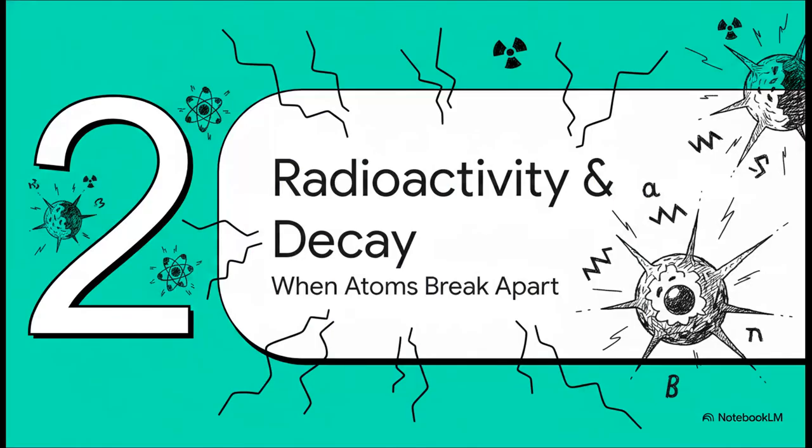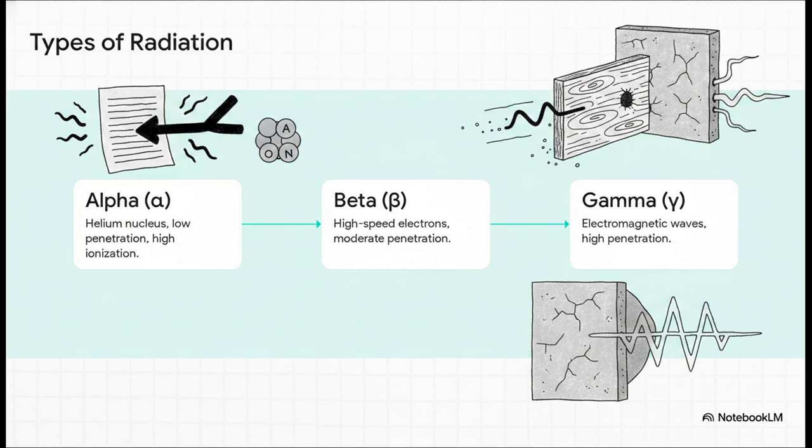Okay, moving on to section 2, radioactivity and decay, when atoms break apart. So what exactly happens when that atomic superglue fails and an atom becomes unstable? Well, it essentially tries to find stability by spontaneously spitting out radiation. And we generally see 3 escalating types of emissions here. First up is alpha radiation, which is essentially just a helium nucleus. It has a really high ionizing ability, but extremely low penetration power. Like a literal sheet of paper can stop it.